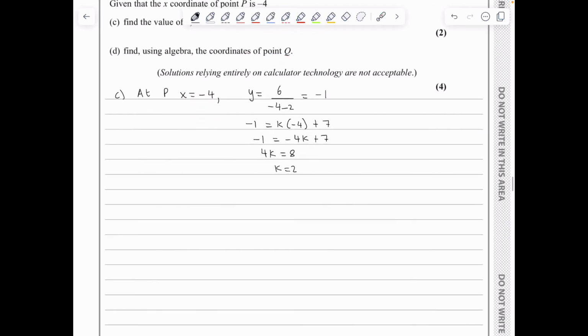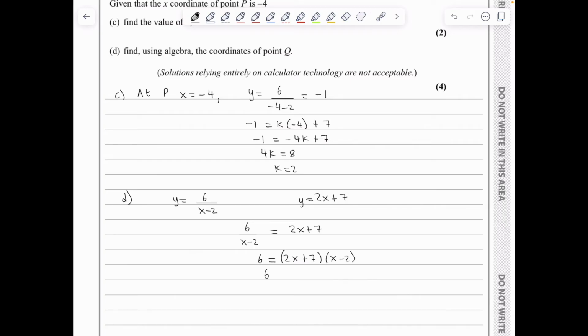So where do we stand at the moment? We've got two graphs. We've got y is 6 over x minus 2, and we've got y is 2x plus 7 because we found k to be 2. I will equate the two since I'm looking for the point of intersection. So 6 over x minus 2 is 2x plus 7. I will cross multiply, so 6 is 2x plus 7 times x minus 2.